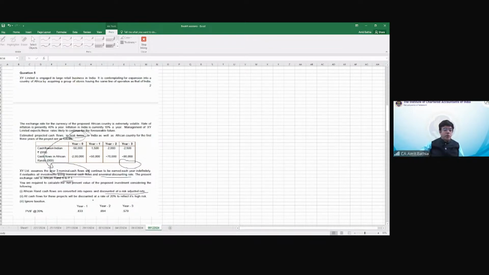All cash flows for these projects will be discounted at a rate of 20% to reflect its high risk. Ignore taxation. We are given the PV factors at 20% for the 3 years. Okay. Now, let's start. First of all, I'm going to start with year. So I know for a fact I'm going to start over here with year 0, 1, 2, and 3.